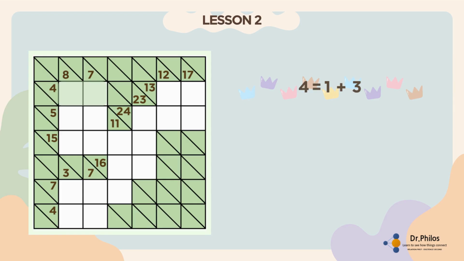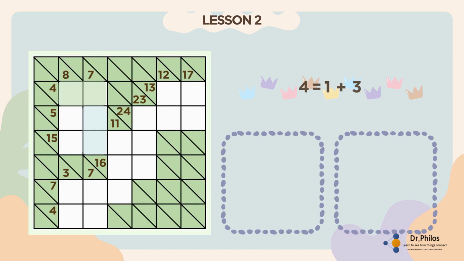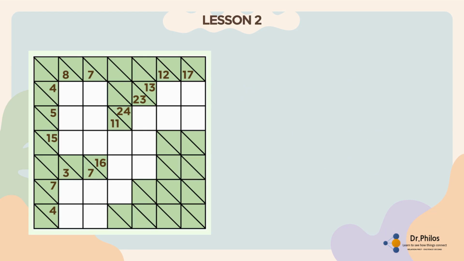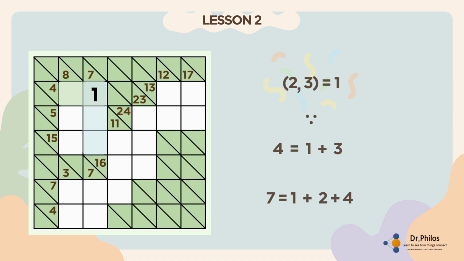I think it's better to look at column 3 first, rather than column 2. Why column 3? Because 8 has 2 ways, 1 plus 2 plus 5 and 1 plus 3 plus 4. But 7 is only 1 plus 2 plus 4. 7 is a unique number combination. Then, which box can you figure out by examining both the row 2 sum and the column 3 sum? 2, 3 is 1. Because 4 equals 1 plus 3 and 7 equals 1 plus 2 plus 4. And the only common number is 1.